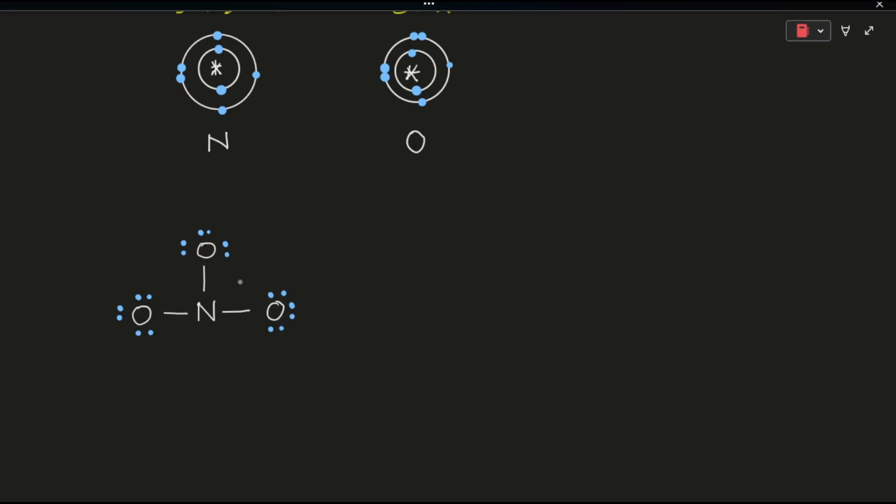However, we need to ensure that each of the atoms involved has satisfied the octet and is happy. Now, this oxygen atom has 8 electrons in its valence shell. We have 6 of them in lone pairs and 2 involved in the bonding. And it applies to this oxygen atom and equally to this oxygen atom. And so all the 3 oxygen atoms are satisfied. They have achieved their octet.